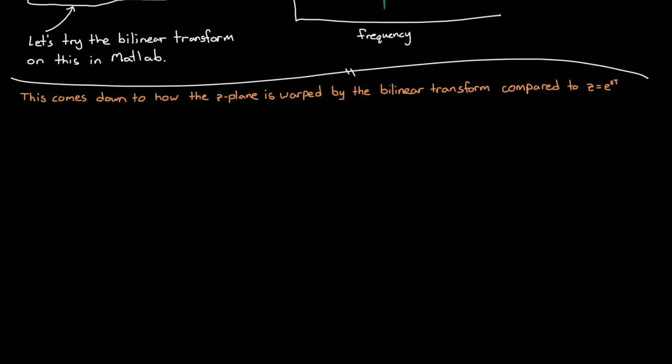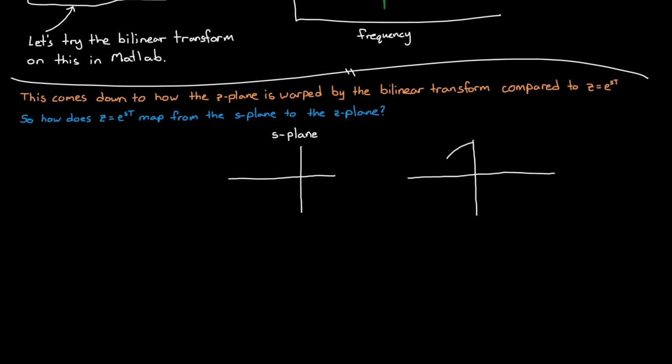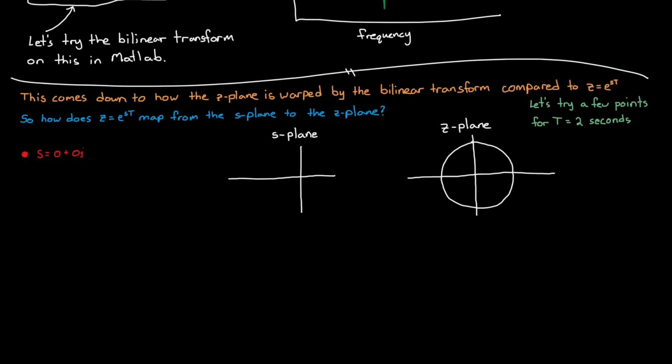To answer this, we must first talk about how z equals e to the sT maps from the S-plane to the Z-plane. I'll just set up a blank S-plane and blank Z-plane, and let's try to convert a few points for a sample time of 2 seconds. We'll start with the origin, s equals 0 plus 0j. This gives us z equals e to the 0, or 1. So the origin in the s-plane maps to the point 1, 0 in the z-plane.